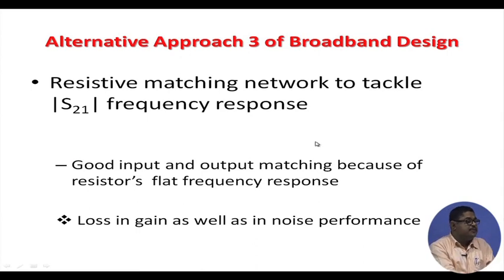Then approach 3, you can also have a resistive matching network to tackle the S21 frequency response. It is good because, in output and input matching, as the resistor has a flat frequency response, you will have more or less a good frequency response, but obviously since you are using a resistive element, you will have some loss in gain. Also due to resistance, you will add more noise, so the noise figure will also shoot up. Now, this is also another approach. We have also seen many times that in resistive loading we have stabilized transistors. Similarly, here we are doing broadband with a resistive matching network.